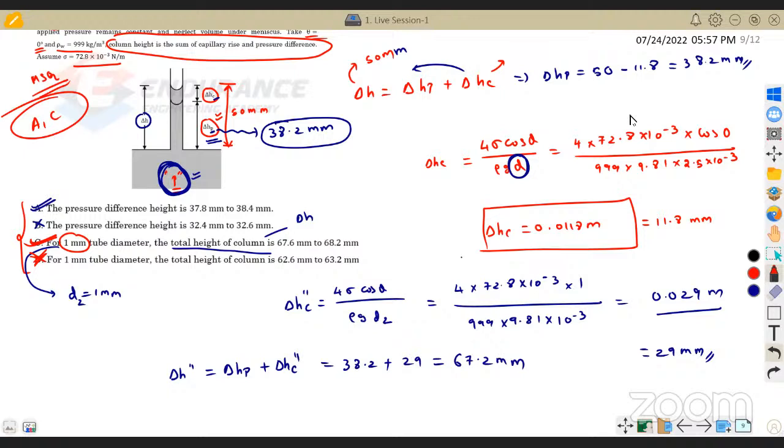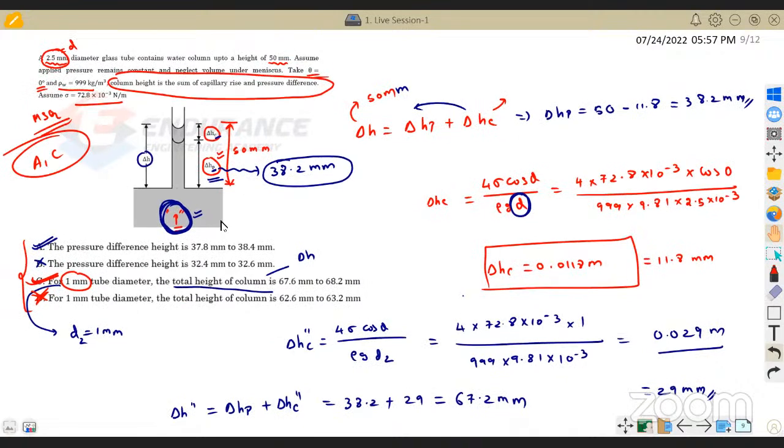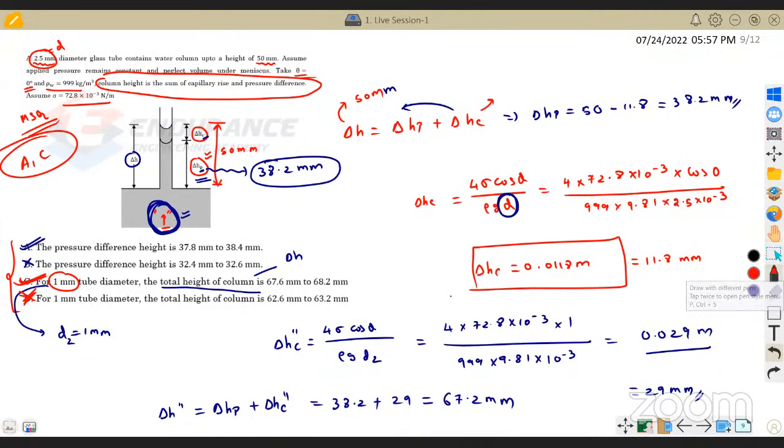Okay, 67.3, fine, no problem. So I hope it is clear. There won't be a problem in this question. It is a basic question, but it's a good question because we would never have seen this type of question in any of the exams, where they mix the pressure measurement concept with the capillarity concept. It's an easy question, but a good one, and that too an MSQ question.